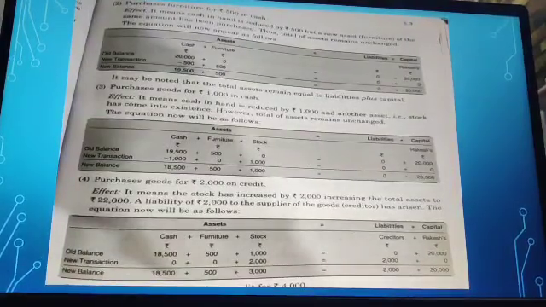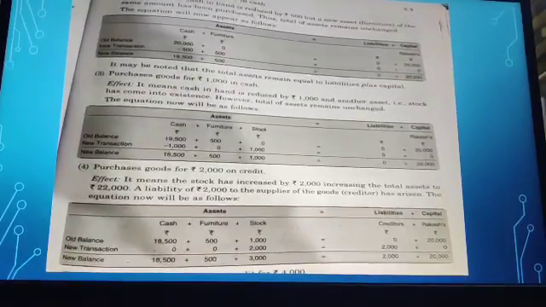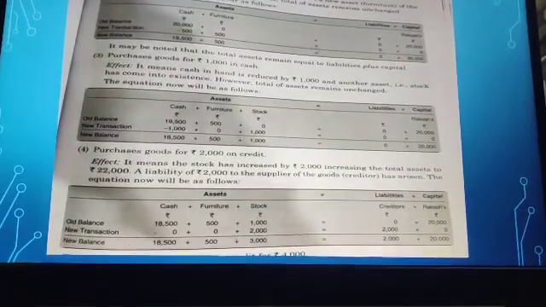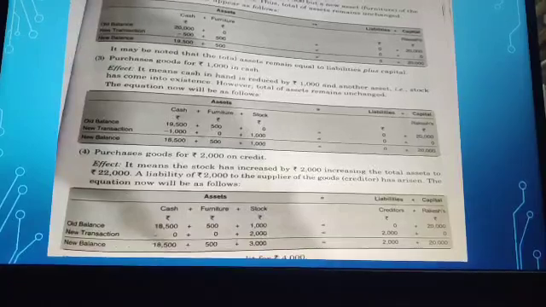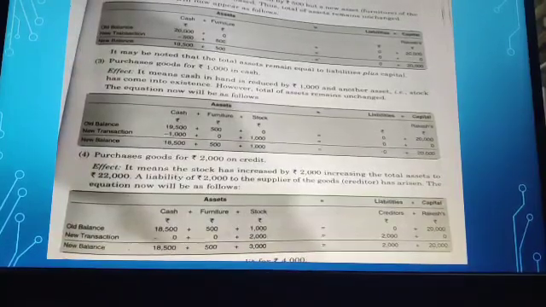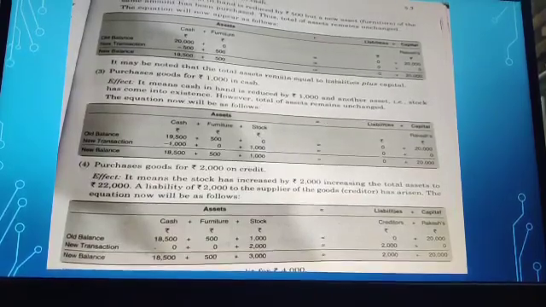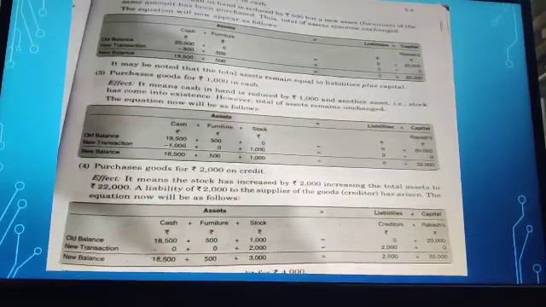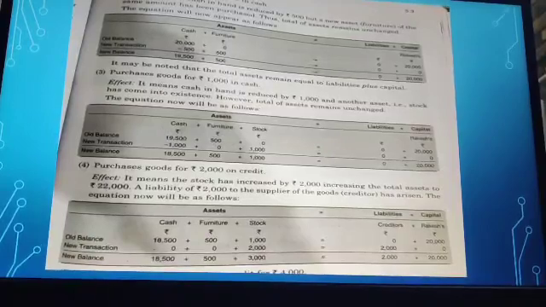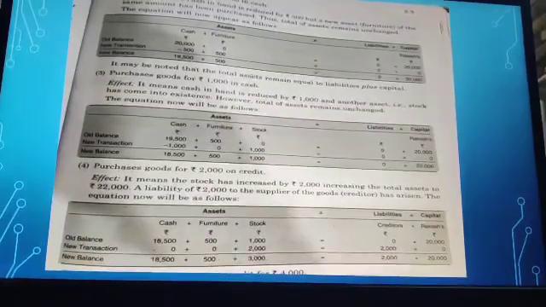Alright. In the similar way, we have purchased goods for rupees 2,000 on credit. In the previous transaction, since cash was affected, we were reducing the cash, affecting both sides of assets only, that is cash as well as stock. However, here it is purchased goods for rupees 2,000 on credit.